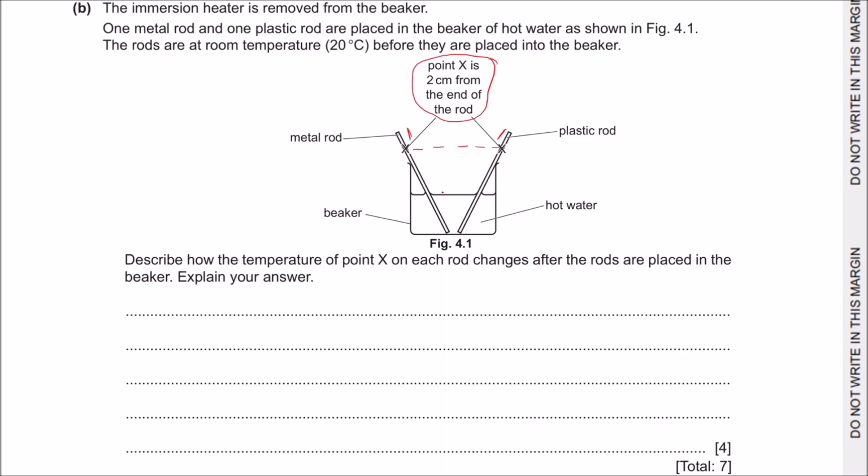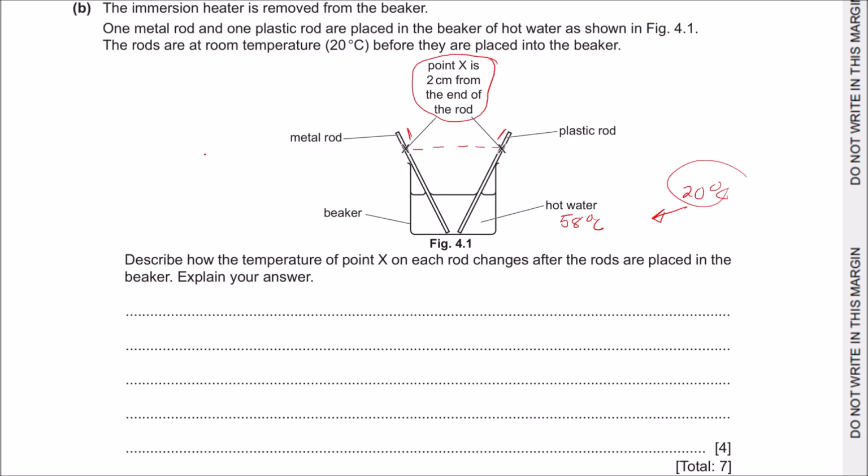Describe how the temperature of X on each rod changes after the rods are placed in the beaker. Explain your answer. So the beaker has water at 58 degrees Celsius, but the rods are at 20 degrees Celsius. So temperature must be increasing from 20 degrees Celsius going high at point X. But how is energy moving from the bottom? It's going to be moving by conduction since these are solids.